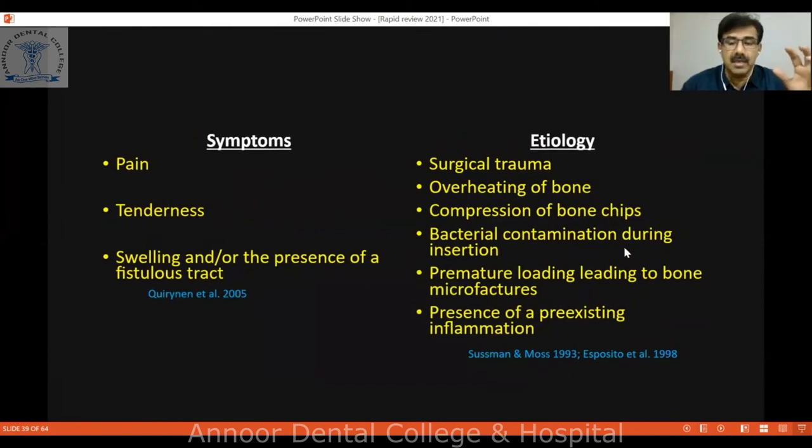And the common reason for retrograde peri-implantitis is not the common inflammation that is associated with routine peri-implantitis. It may be due to surgical trauma, the overheating of the bone, the compression of the bone during surgery, or sometimes when you are placing the implant, some of the bacteria may be carried deep into that osteotomy site. Premature loading can lead to bone microfractures that may cause this retrograde peri-implantitis, or sometimes there may be a pre-existing inflammation there that flares up. So these are some of the etiologies for retrograde peri-implantitis. This is also something that you should know.